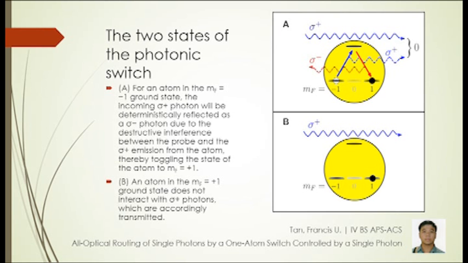In the m sub f equals +1 state, seen in figure B, when a photon moves from left to right, it is transmitted undeterred. Each state is interchangeable depending on which side the photon comes from. The defined two states form the photonic switch.